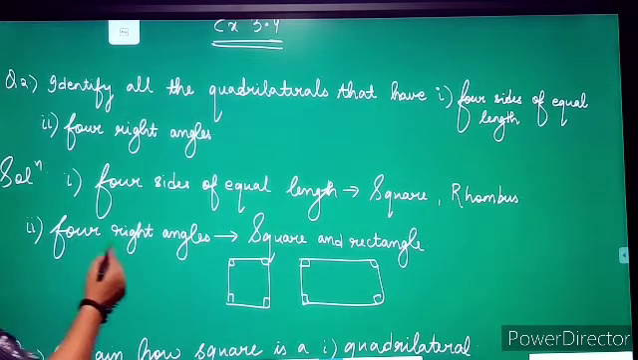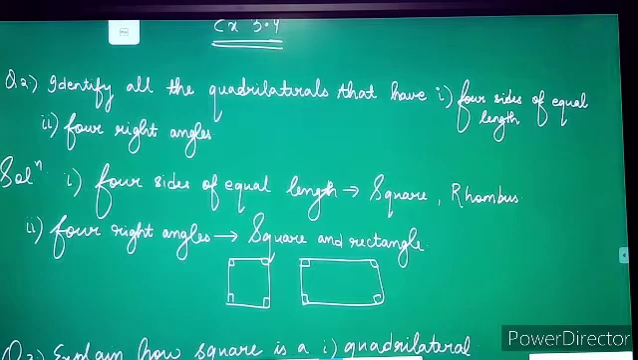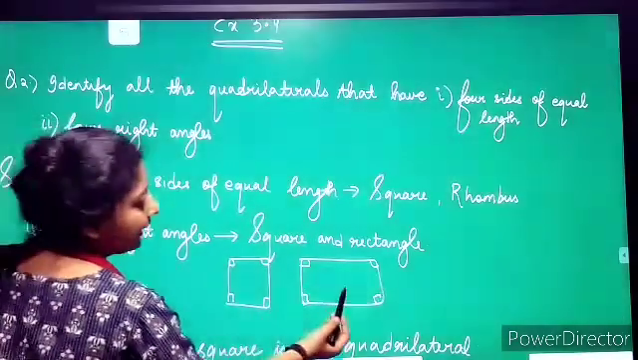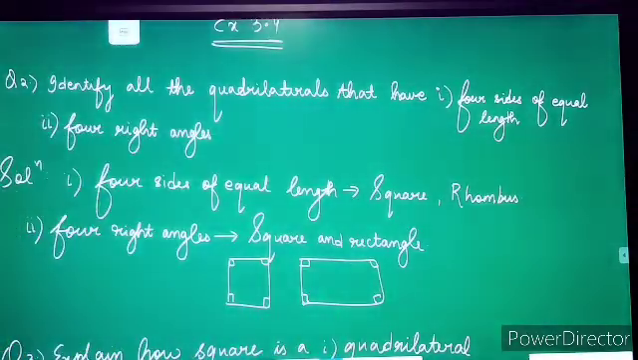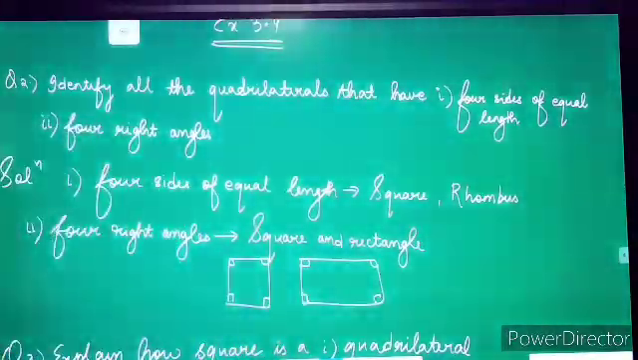Second part, 4 right angles. We have to name all the quadrilaterals in which all the 4 angles are of 90 degrees. So we know by the property, in square and in rectangle, all the 4 angles are of 90 degrees each. Therefore, the answer for the second part has to be square and rectangle.